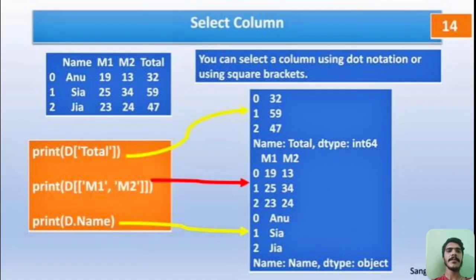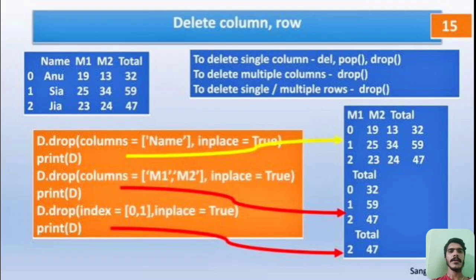Next, select the column. You can select the column using the dot notation or using square brackets. Next, delete column and row. In this, d.drop columns of name, inplace true, and print d. d.drop columns in the name, m1, m2, inplace true, print d. In the index, d.drop 0, 1, inplace true, print d.